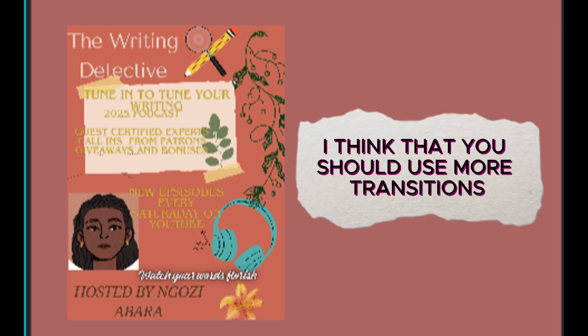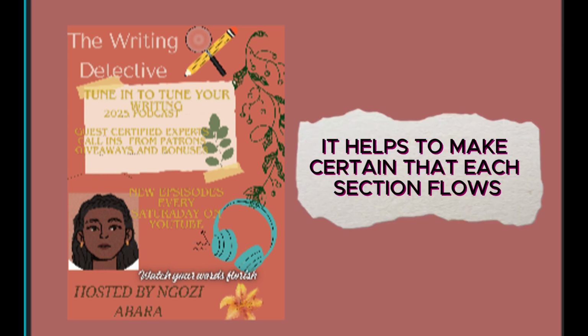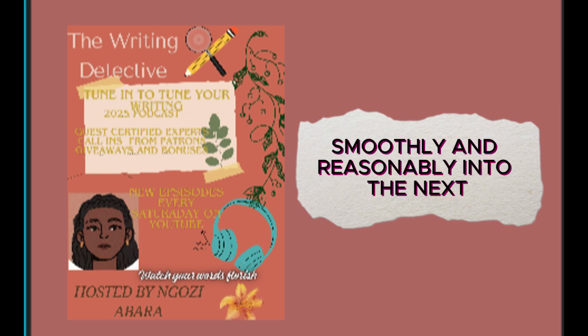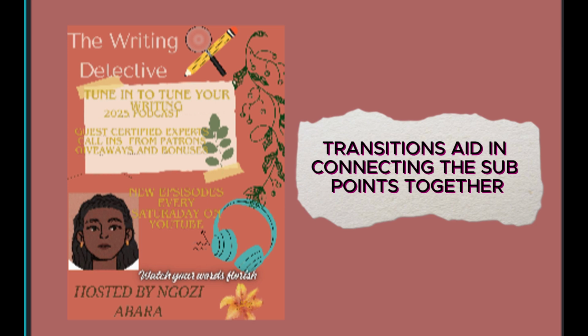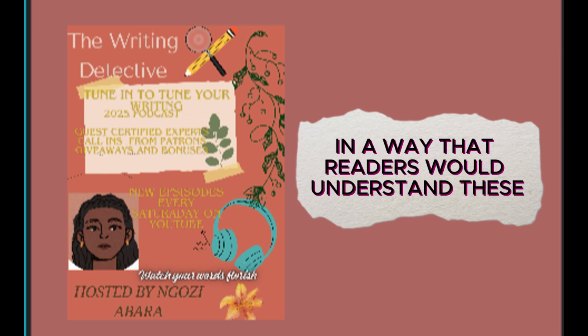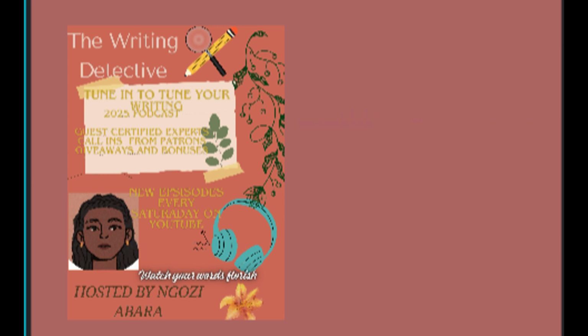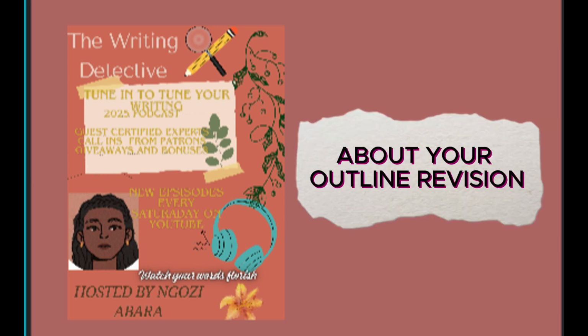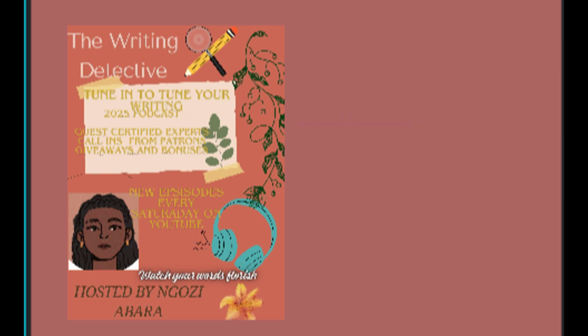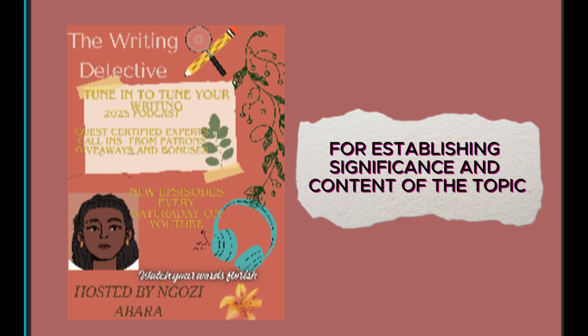One more thing, I think that you should use more transitions. It helps to make certain that each section flows smoothly and reasonably into the next. Transitions aid in connecting the subpoints together in a way that readers would understand. You can just take these into consideration for your outline revision. Suggestions Lazarine can include for establishing significance and content of the topic.